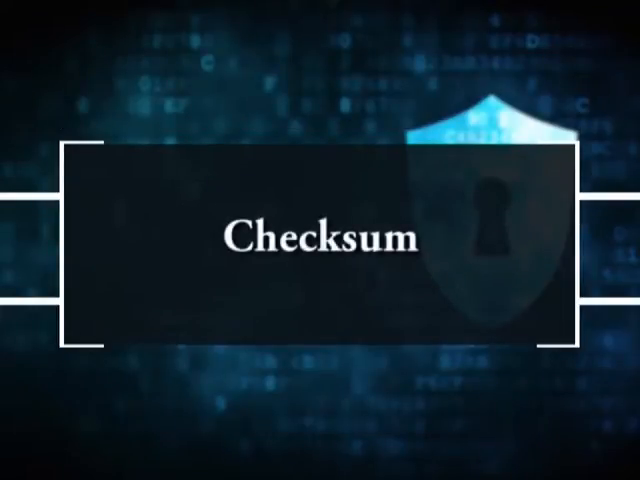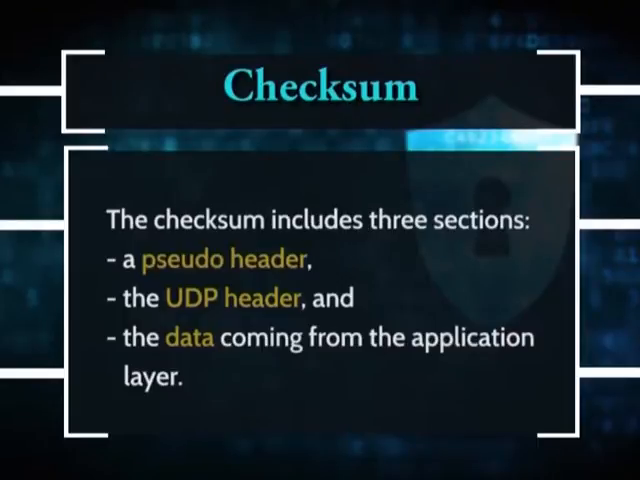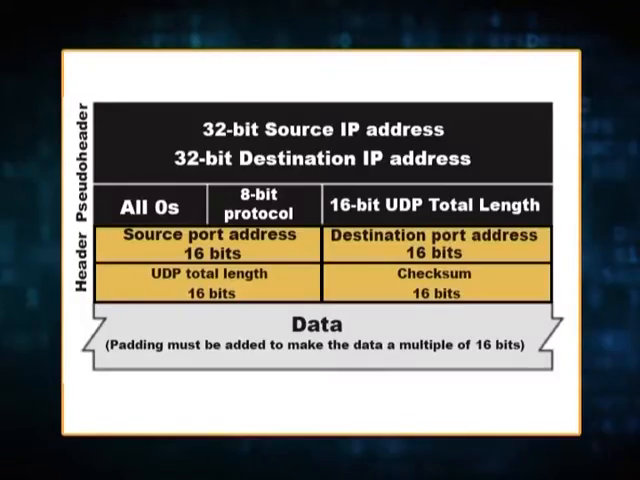Next, checksum. UDP checksum calculation is different from the one for IP. Here, the checksum includes three sections: a pseudo header, a UDP header, and the data coming from the application layer. The pseudo header is the part of the header of the IP packet in which the user datagram is to be encapsulated, with some fields filled with zeros.